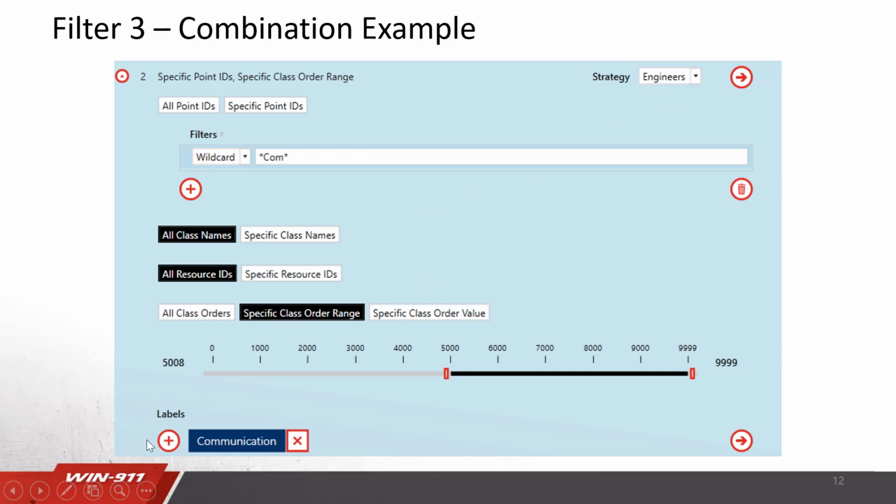There's also the option to add labels to each of these alarms. This is used for more detailed filtering and especially helpful if you're using the advanced license of our software.